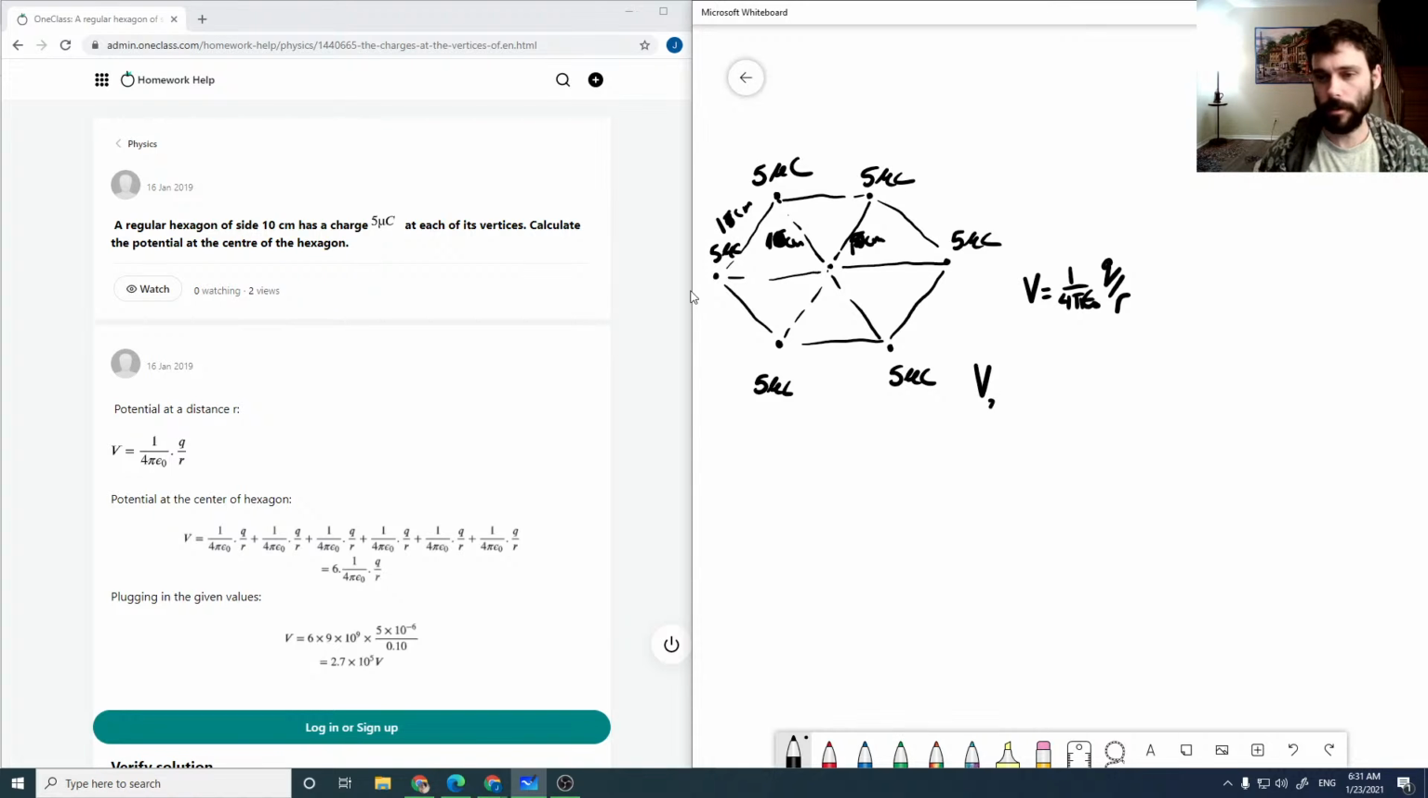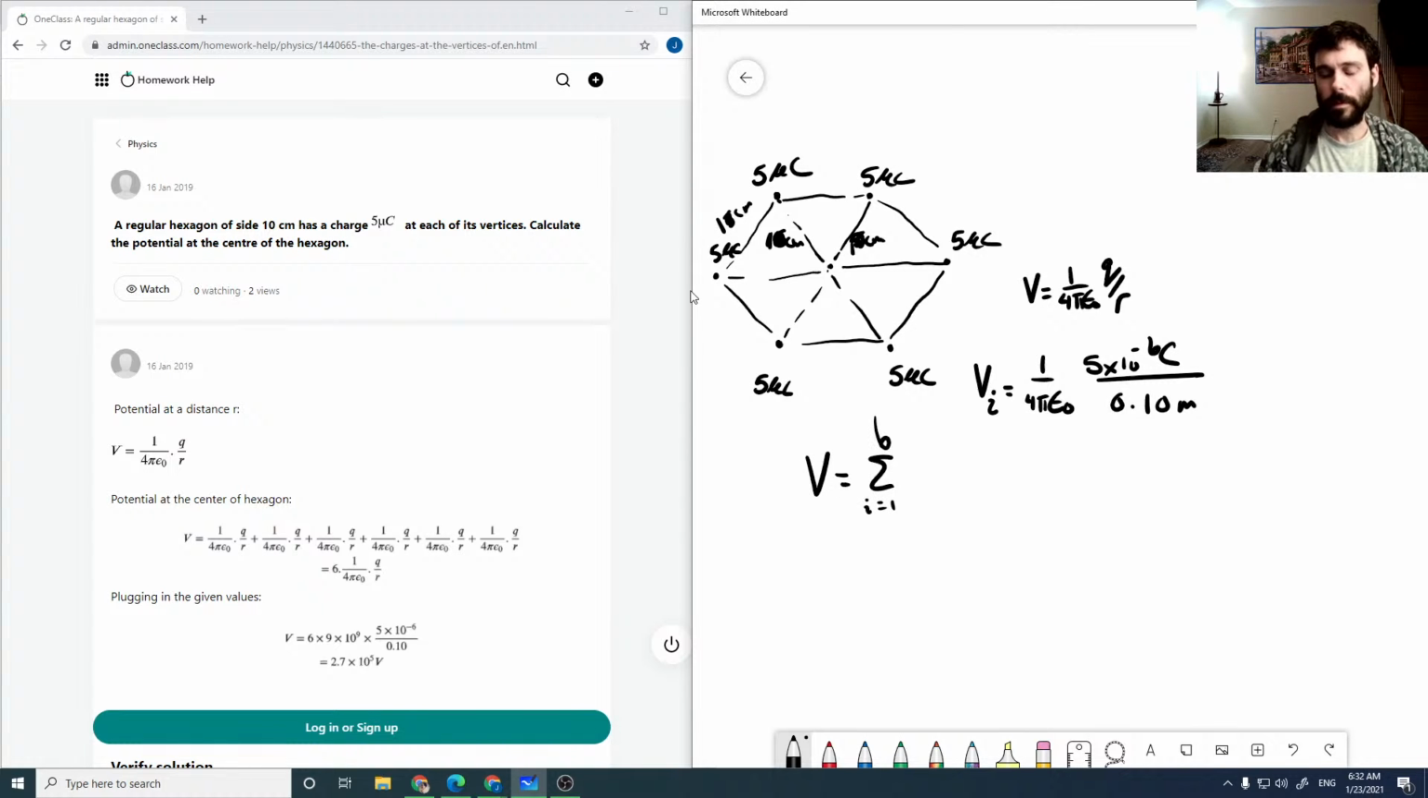So that means that for one of the charges, the potential at the center is just going to be 1 over 4 pi epsilon naught times 5 times 10 to the minus 6 coulombs over 0.10 meters, which is 10 centimeters in meters. Now, for the 6 charges, all we need to do is just sum it up.